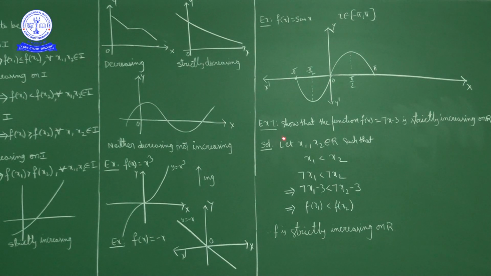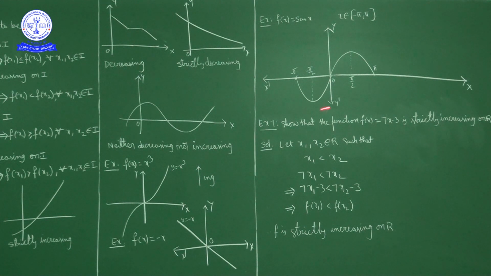Example 7: show that the function f of x equal to 7x minus 3 is strictly increasing on R. Strictly increasing on R means what do we have to prove? Consider any two arbitrary elements x1, x2 belonging to R such that x1 is less than x2. Prove that f of x1 is less than f of x2, then f is strictly increasing on R.